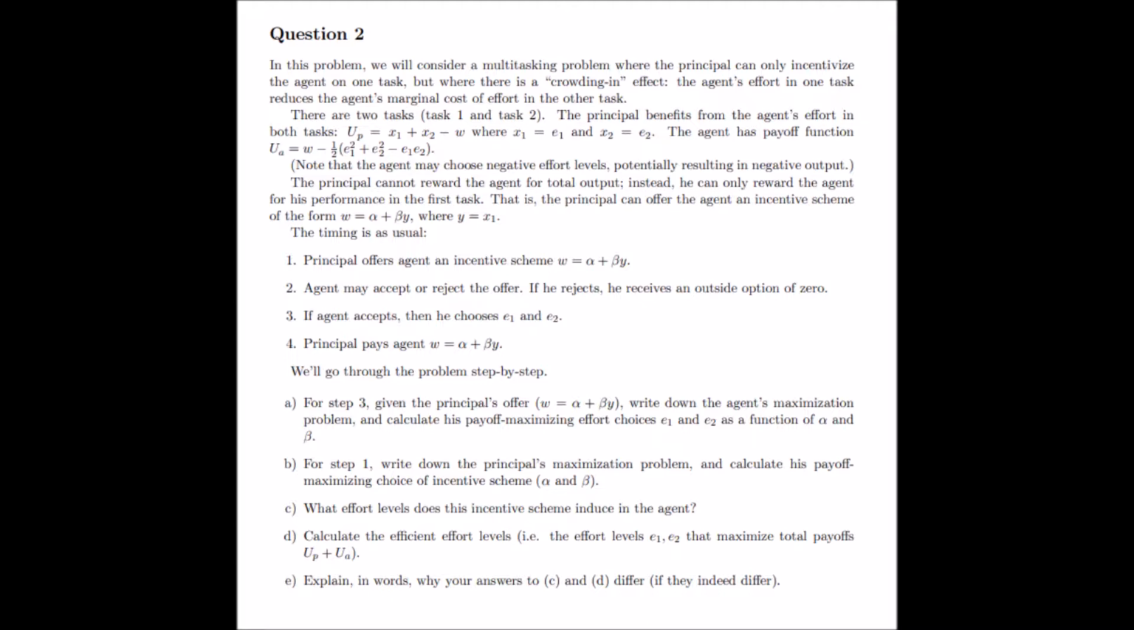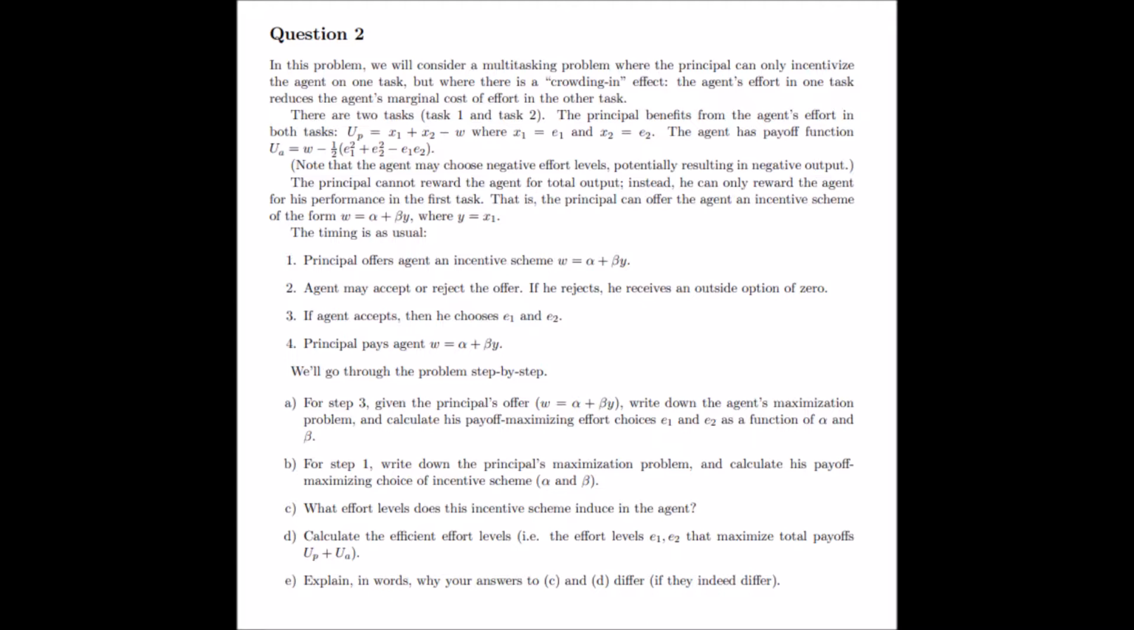The things that we absolutely must know are the utility function of the principal, which is x1 plus x2 minus w, and the utility function of the agent, which is w minus half of E1 squared plus E2 squared minus E1 E2, which means it's a crowding in effect. Another important thing is that the wage, W, is equal to alpha plus beta Y, where Y is equal to X1 only, which means that the agent will only be paid for his output in task 1, although the principal gains utility from output in tasks 1 and 2. So we'll see how that resolves.